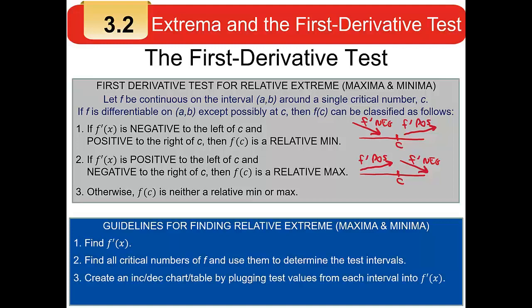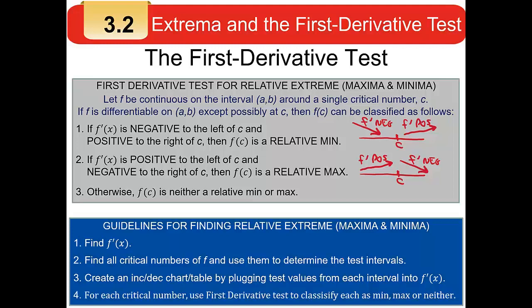Third step is to create some kind of, I call it an increasing decreasing chart. It's what I like to use, or if you go back to what the text does, they build a table. But it has the same information in it, and you can find those important pieces that you need for either chart or table by plugging test values from each interval into the derivative and looking at the sign. If you plug a number into the derivative and it comes out negative, you know you've got a decreasing interval. If it comes out positive, you know you have an increasing interval.